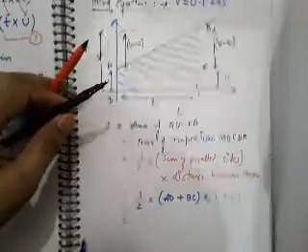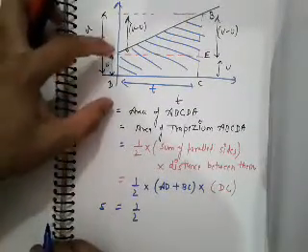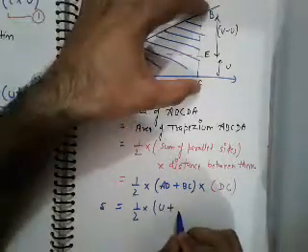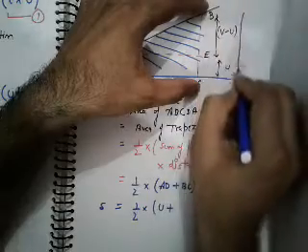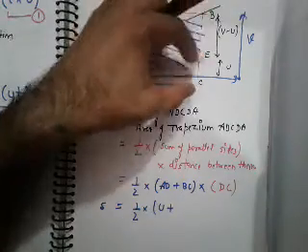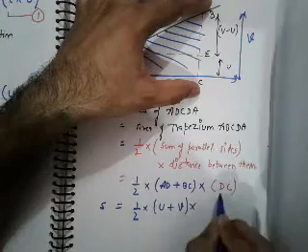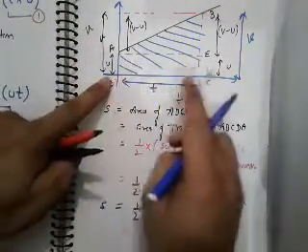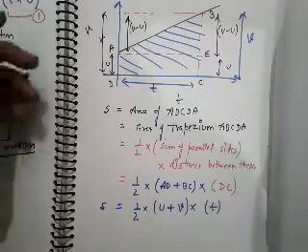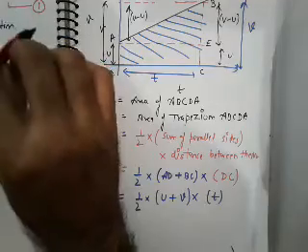So S is half into AD plus BC. What is the value of AD? AD has the value U, and BC has this total value, which is the final velocity V. This small section is V minus U, and this section is U, but the total is V, the final velocity. So U plus V into DC. The value of DC, from D to C, is this much time. So into time. Just remember, in the third equation of motion, time is absent.